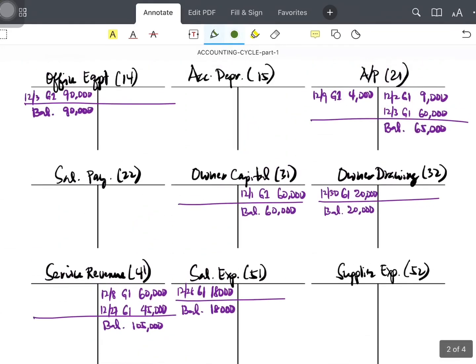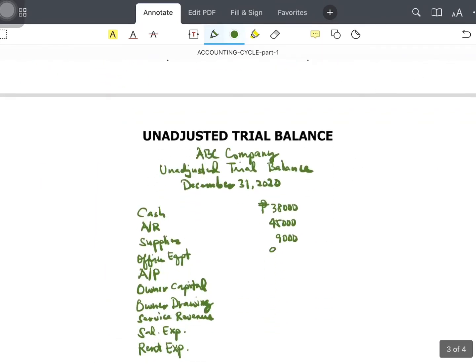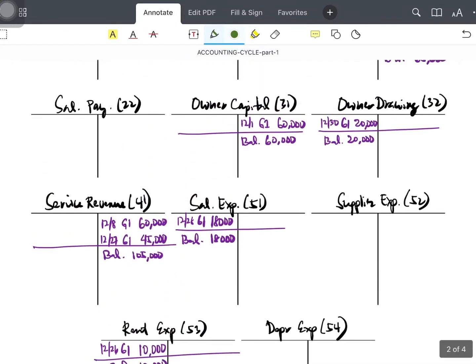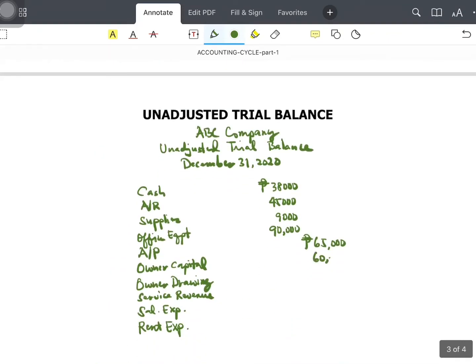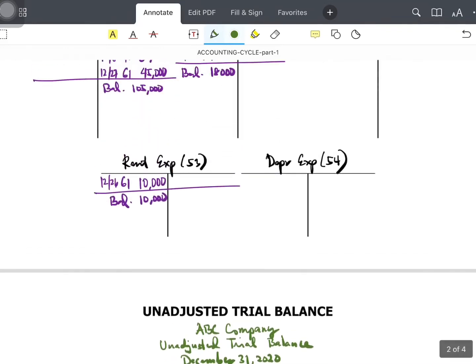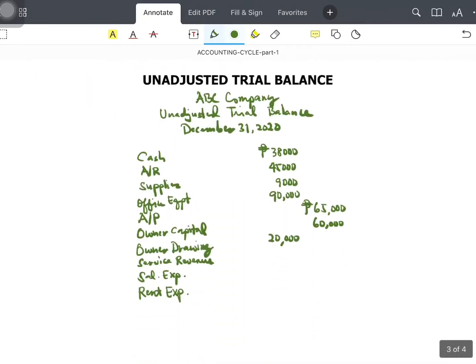Let's proceed. Office equipment. 9065. So here write 90. Here write 65. It's the first amount here, so peso sign. Next, owner's capital, drawing. 60, 20. This is 60. This is 20. Next, 105, 18, 10.